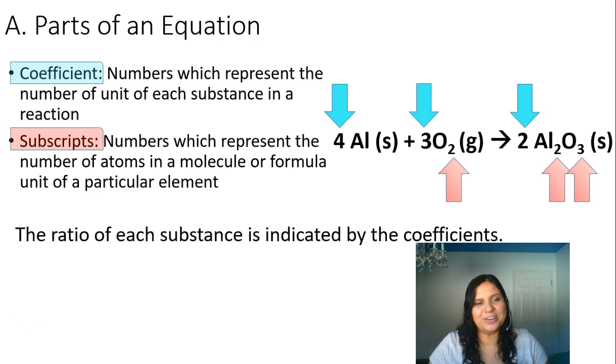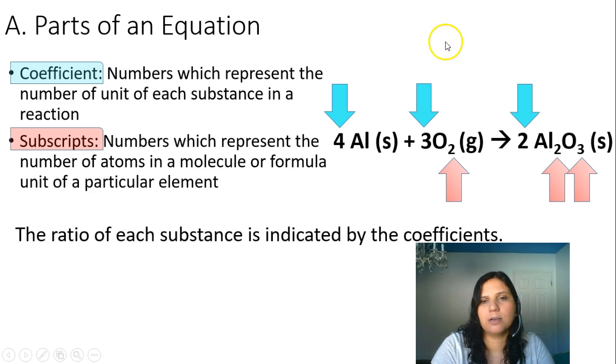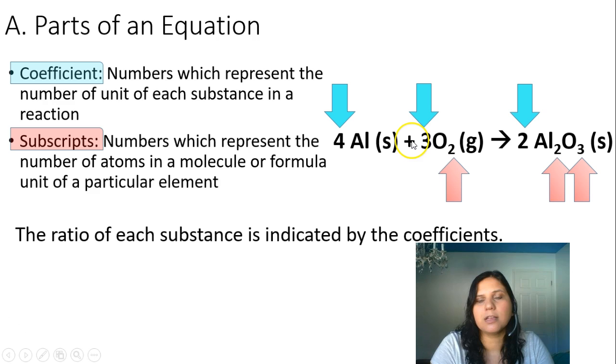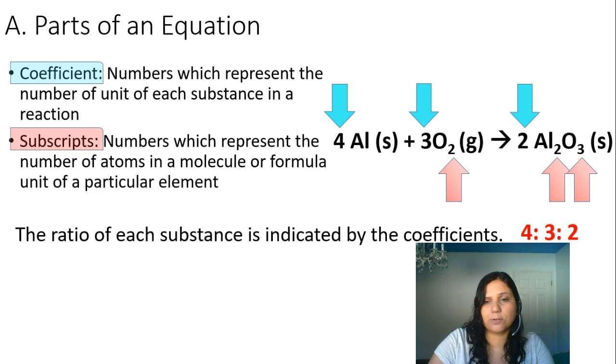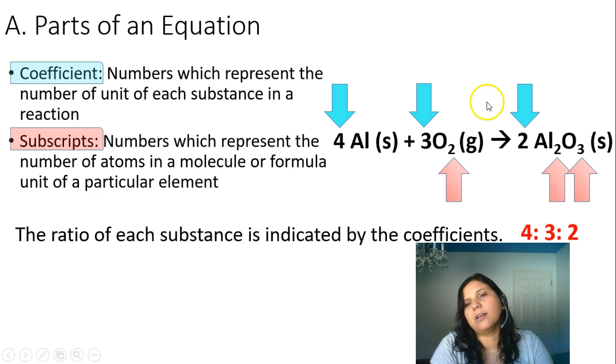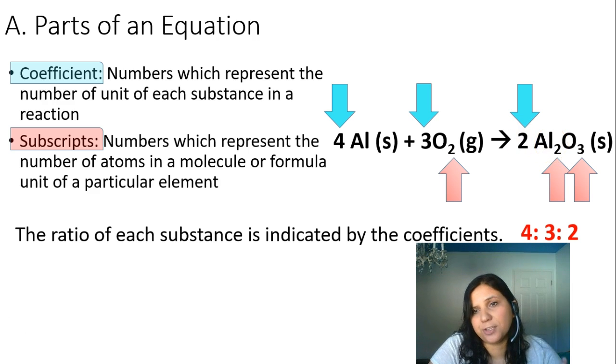Okay, so you also need to know how to find the ratio of each substance. And that's just by looking at the coefficient. So for this particular one, I would look at the 4, the 3, and the 2. And then I just write those down and I put a colon in between. So it'd be 4, colon, 3, colon, 2. So this is a 4 to 3 to 2 ratio. All that means is that it takes 4 aluminum atoms to react with 3 oxygen molecules to produce 2 formula units, which is just another name for salt, formula units of aluminum oxide.